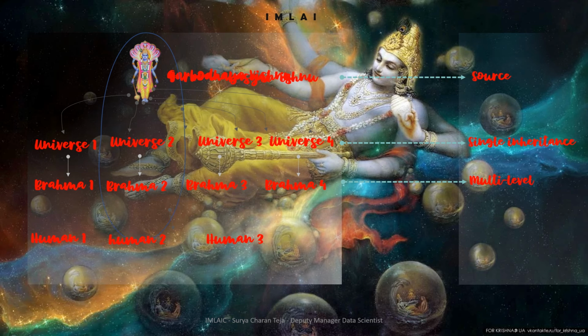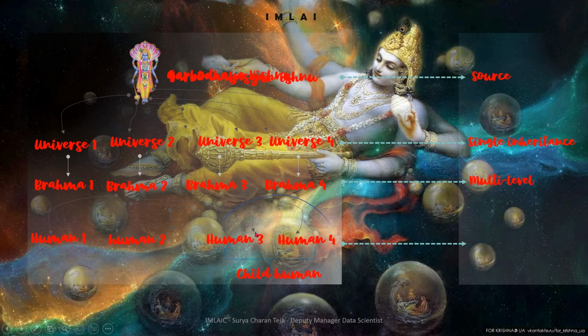Now after that, humans have come from this Brahma. If you take Brahma 2 itself, this one is specific to one universe. For example, if you take this earth universe where we are, human 1, human 2, human 3, there are plenty of them. All inherit attributes and methods from this Brahma 2.